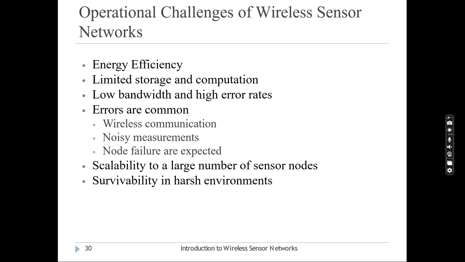And high error rate, why? Because electromagnetic interference may happen and the harsh environment where it is placed, so there is a possibility that any of the sensor nodes may go down because of software aging as well as hardware aging. So obviously you can expect some errors; to err is human. Similarly, software aging and hardware aging can make the system go down and lead to high error rates. Low bandwidth and a high error rate is one of the operational challenges of wireless sensor networks.